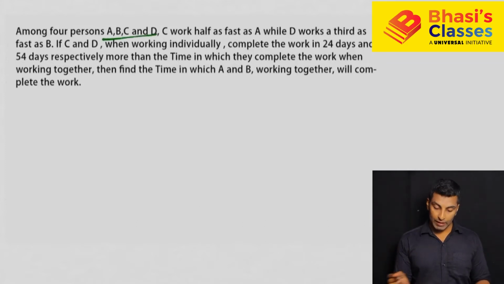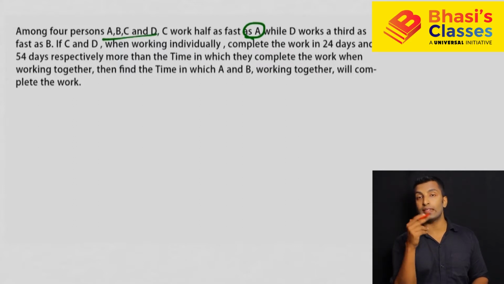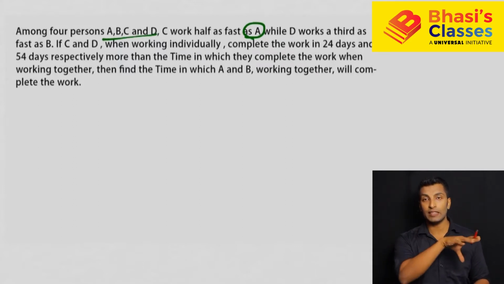There are four persons A, B, C, D, and C works half as fast as A. Okay, so who is more efficient? A is more efficient. A is twice as efficient. That means if C takes 2 days, A takes 1 day. We have discussed this concept in set 2.